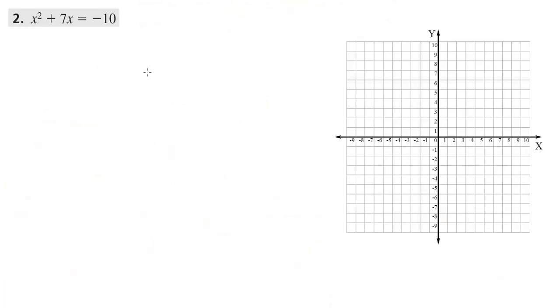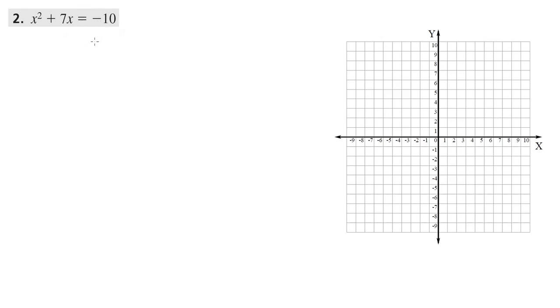All right, so now go ahead and pause the video. Try to find the solutions to this problem here, and then unpause the video and see if you got it right. All right, so we have here x squared plus 7x equals -10. Once again, this equation is not set equal to 0, and that's what we want.